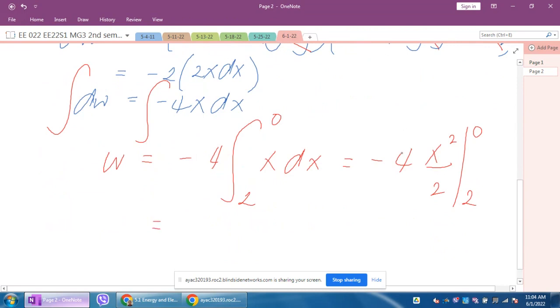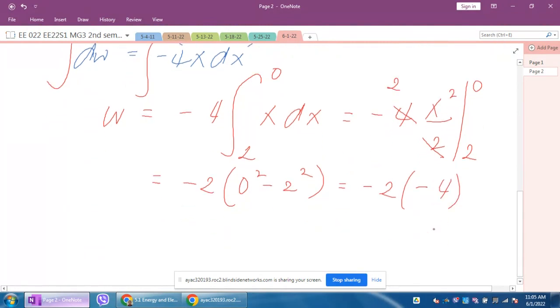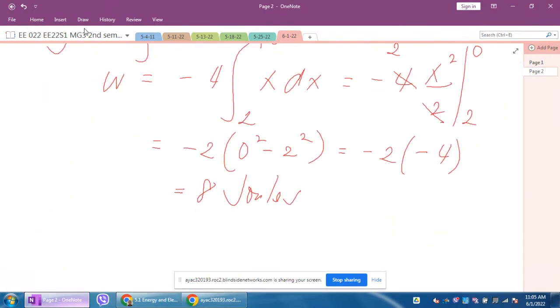So this will be, pwede mo nang cancelin ito, magiging 2 na lang. So you have negative 2, then upper minus lower, 0 squared minus 2 squared. This will be negative 2 times negative 4. So you will have here, ano makukuha natin dito? So you will have here 8 joules, tama ba? 8 joules sa path number 1.